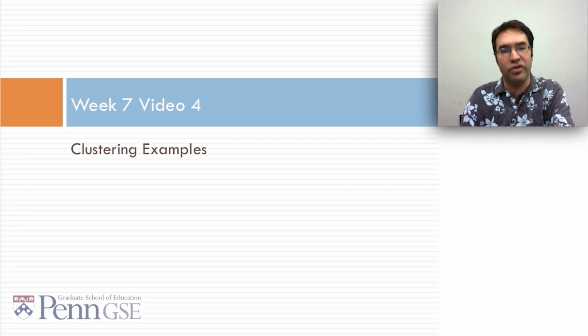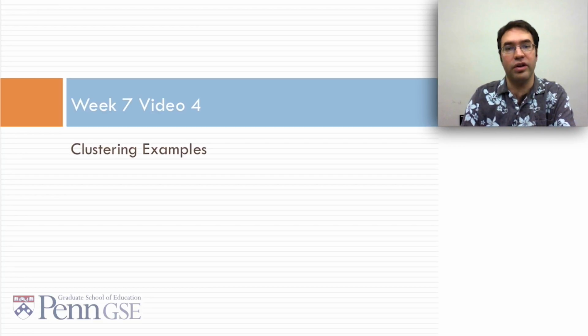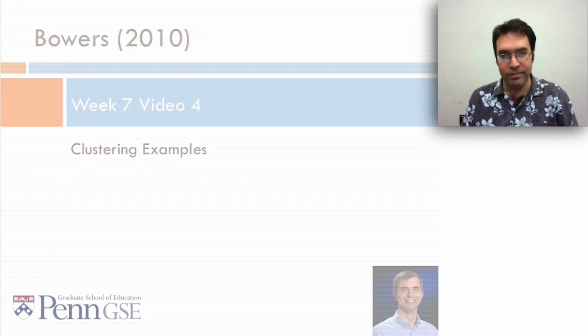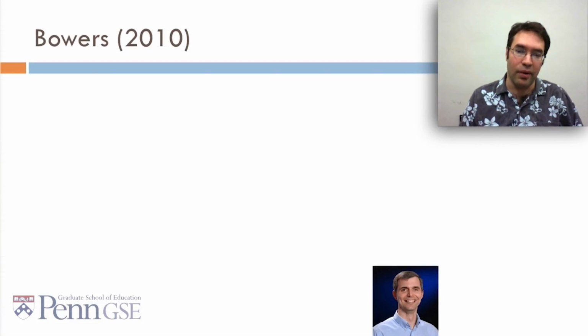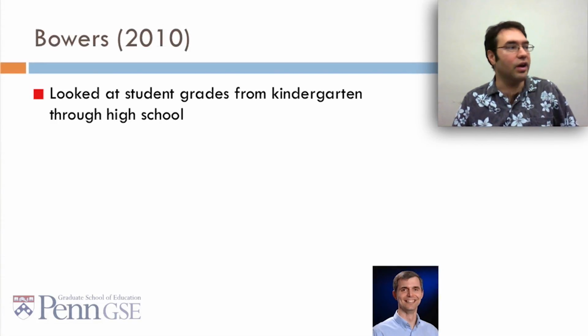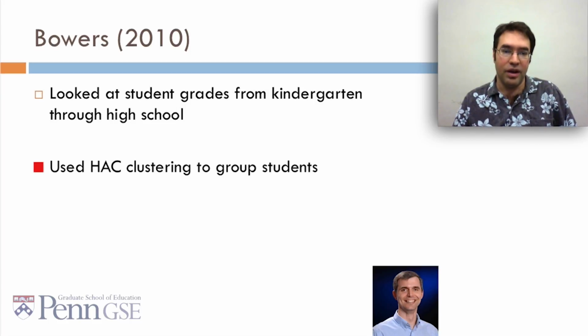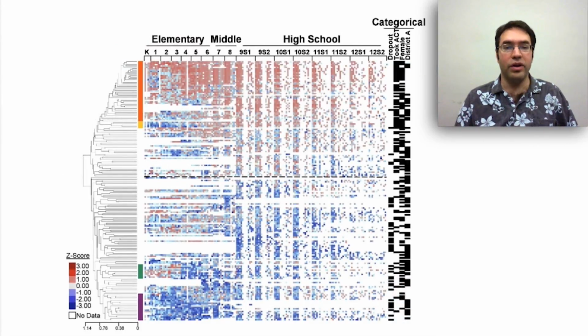Today we're going to talk about some examples of how to use clustering in educational datasets. Let's start with some work by Alex Bowers. Alex looked at student grades from kindergarten through high school, and what he did was he used hierarchical clustering to group the students. So here you see his graph.